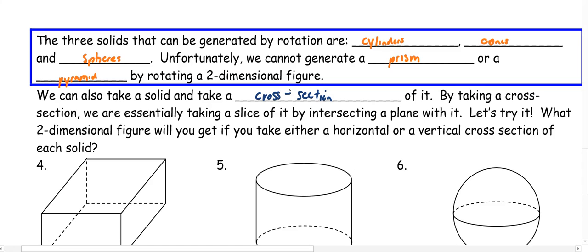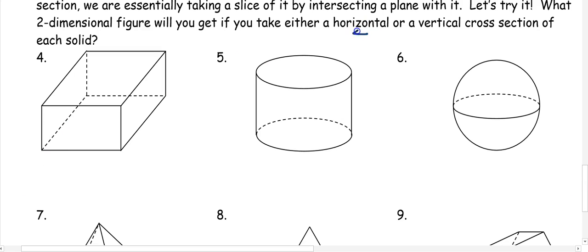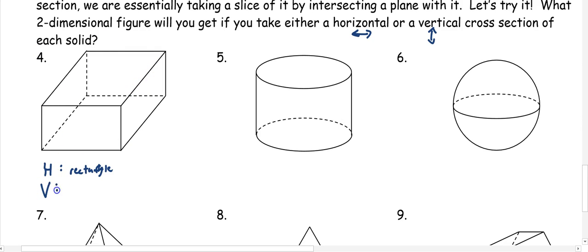Let's give it a try. We want to know what happens when we do a horizontal and a vertical cross section. Remember, a horizontal is side to side and a vertical is up and down. This is a rectangular prism. If I cut it horizontally, parallel to the top base, I'm going to get the same shape, which is still a rectangle. If I cut vertically, I would get the same shape of a rectangle.